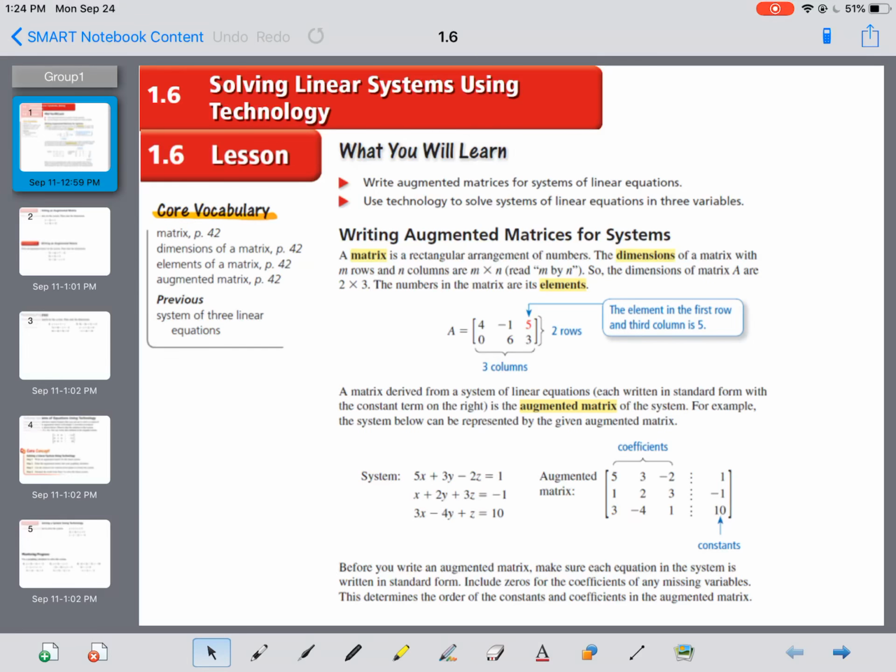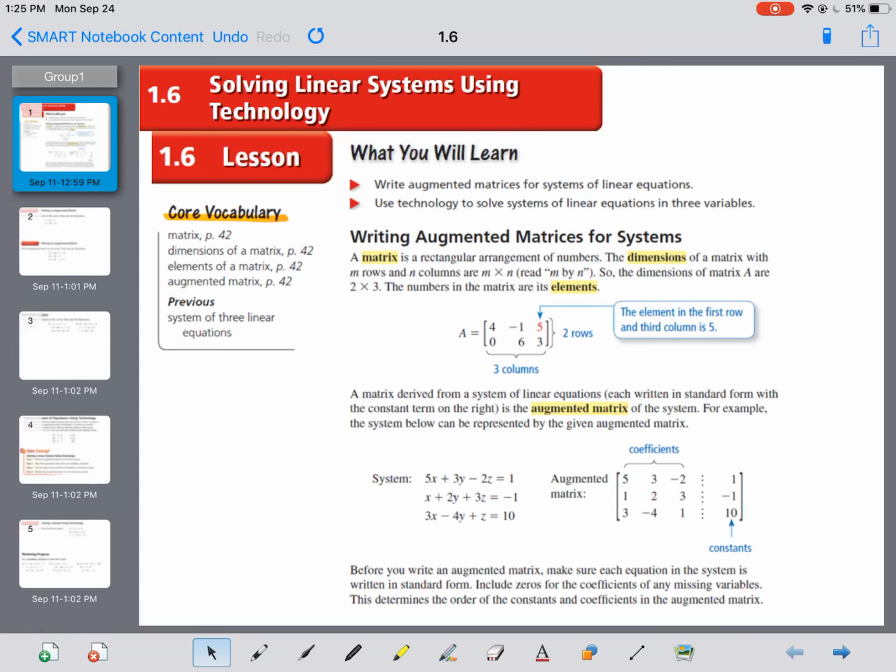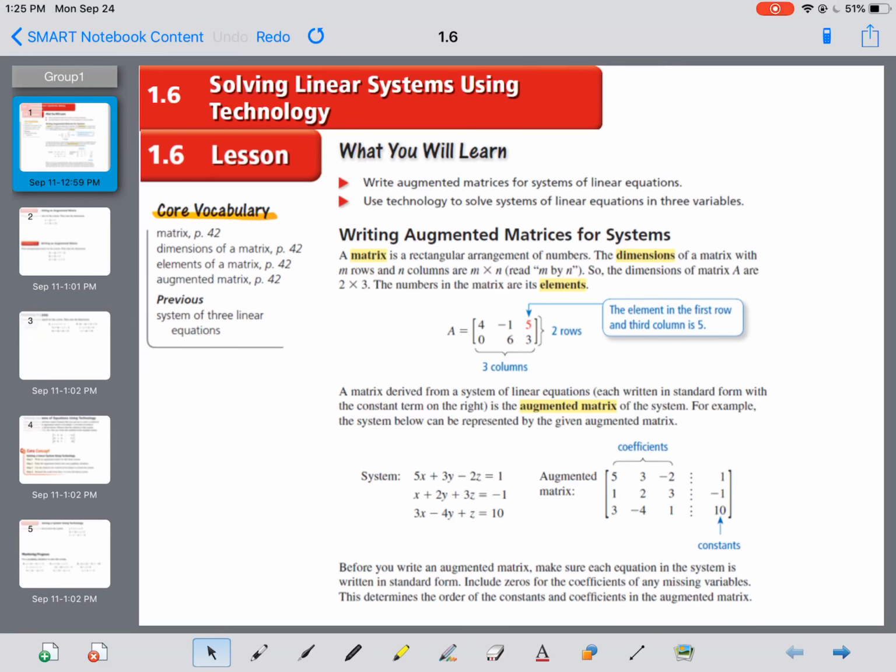We can do that with what are called augmented matrices, or in singular, a matrix, which is a rectangular arrangement of numbers. The dimensions of a matrix with m rows and n columns are m by n, read "m by n." That big X is a "by." So the dimensions of a matrix A are 2 by 3. The numbers in the matrix are its elements. So there's matrix A. It's got 2 rows and 3 columns, so it's 2 by 3. And the element in the first row, third column, is 5, as they have highlighted there.